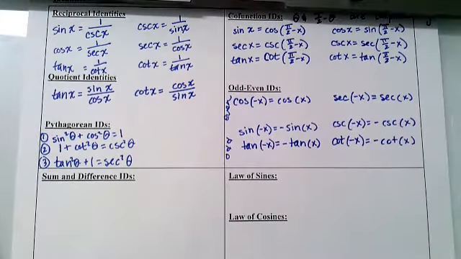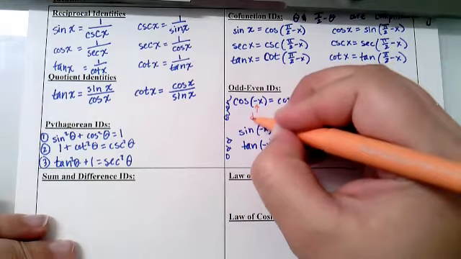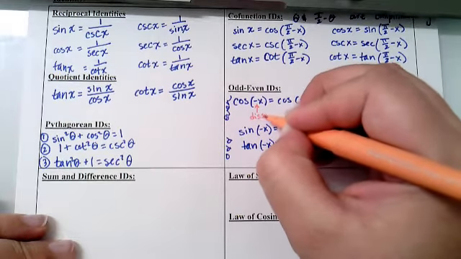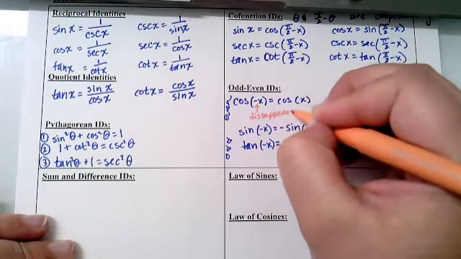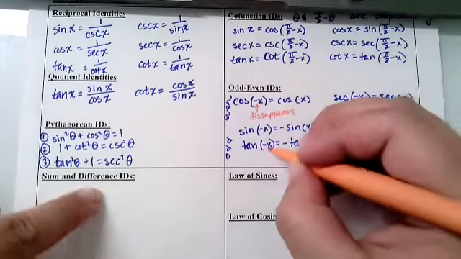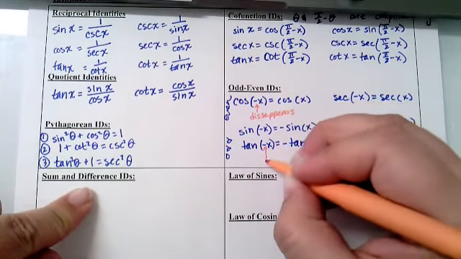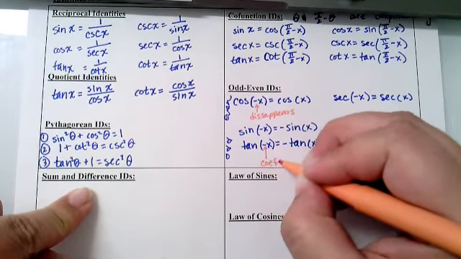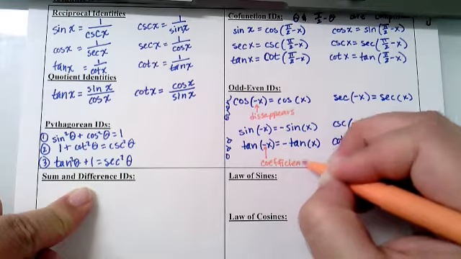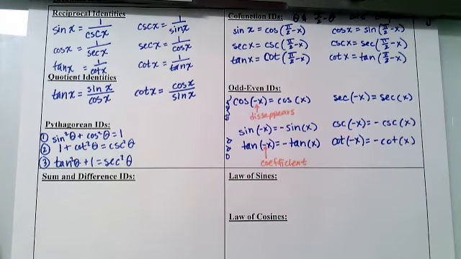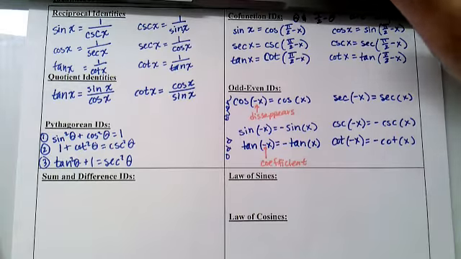So in these ones, the negative disappears. Sorry if I spelled that wrong. For odd, the negative becomes a coefficient. Okay, that's our last identity for today. So now we're going to go ahead and apply it.